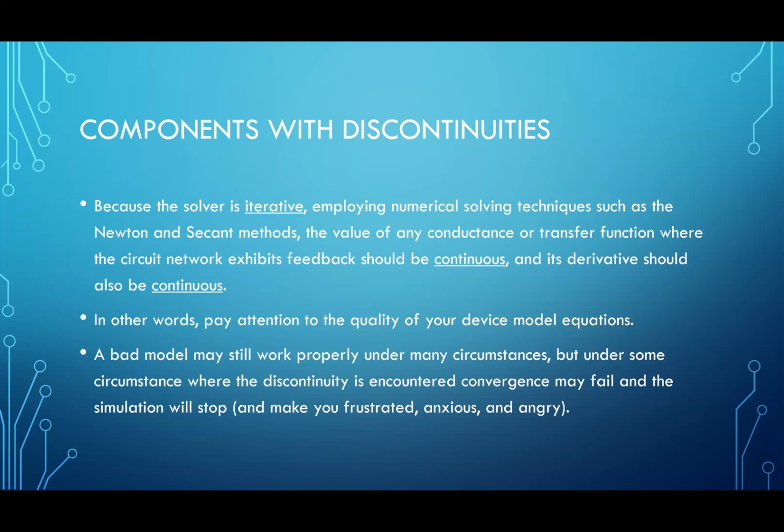Now, there can be problems with your models as well. So remember that the circuit solver is iterative, using the Newton method or secant method or a handful of other methods that have been found to be useful for solving electronic circuits. And because it's iterative, it employs numerical solving techniques. These techniques rely on derivatives, on the derivatives of voltages and currents. So the value of any conductance or of any transfer function of any component, in particular where the component exists within some sort of a feedback network, which is almost every circuit. Almost every circuit has a feedback network. Say, for example, 2 resistors connected in a voltage divider. That has feedback, right? So any circuit that has feedback should have the derivatives of any of their values, any of the voltage or current values, any of their transfer functions be continuous.